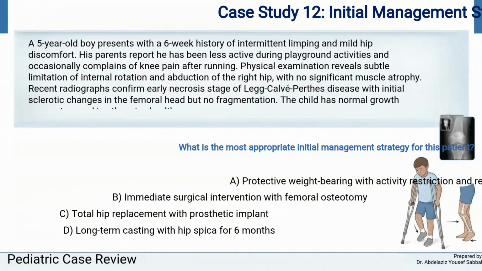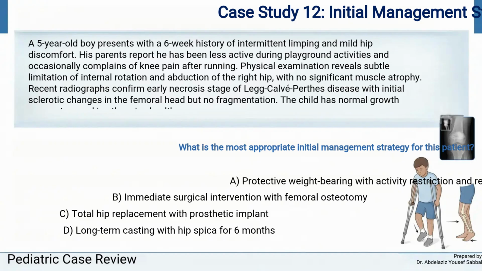Case Study 12. Initial management strategies. A 5-year-old boy presents with a 6-week history of intermittent limping and mild hip discomfort. His parents report he has been less active during playground activities and occasionally complains of knee pain after running. Physical examination reveals subtle limitation of internal rotation and abduction of the right hip, with no significant muscle atrophy.